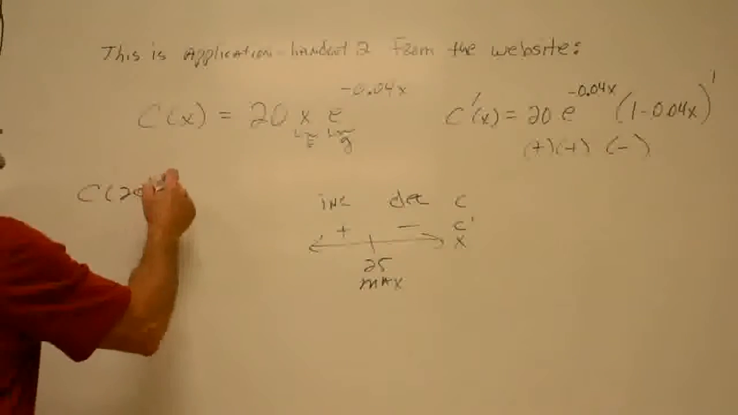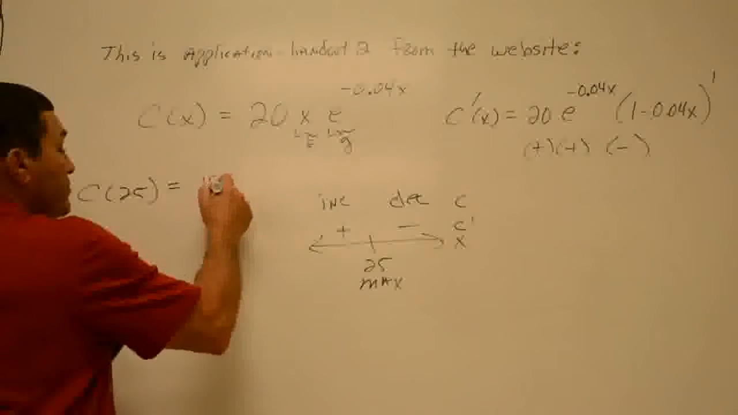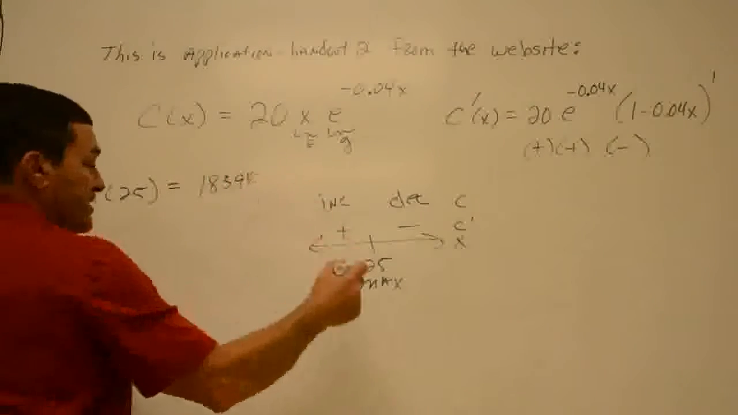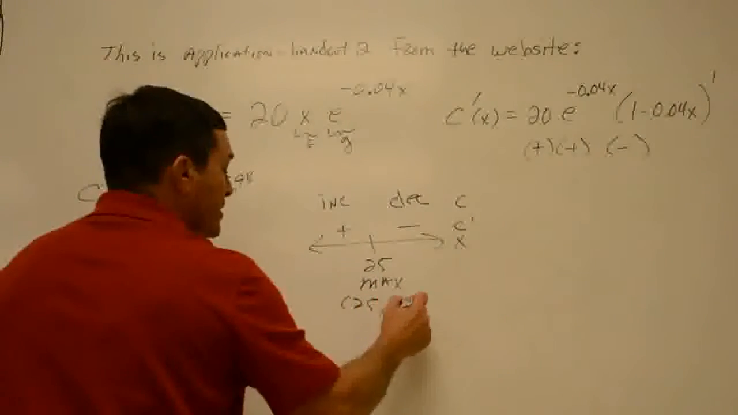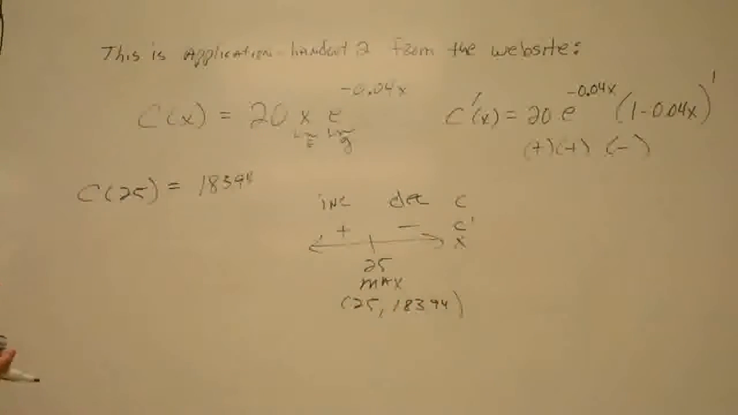And again, you've really got everything you need to do that. You had the function in your calculator, and just go to table set and set your starting value to 25. And see what you get for C of 25. You get 183.94. That means the point 25 and 183.94 is a maximum value for that function.